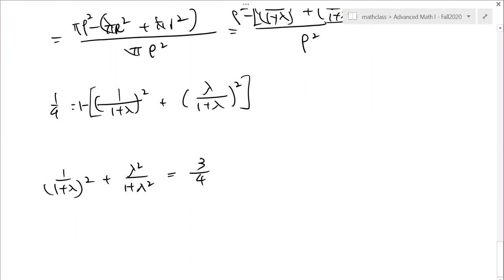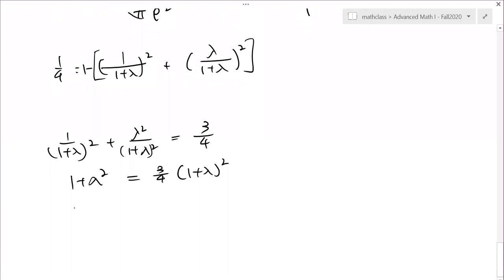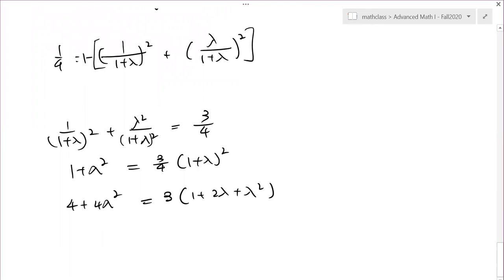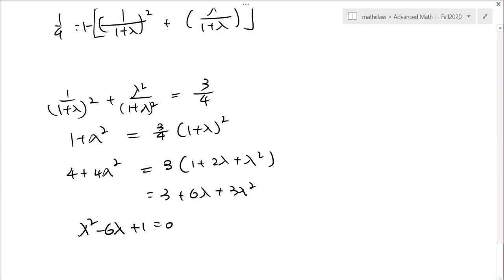Then you have this problem. You move this to the right. So you get 1 plus lambda squared equals 3 over 4, 1 plus lambda squared. Then you multiply both sides by 4. That's 4 plus 4 lambda squared. It's going to be 3 plus 6 lambda plus 3 lambda squared. When I move 3 lambda squared to the left-hand side, you get lambda squared minus 6 lambda plus 1. Now you solve, you have the solution.